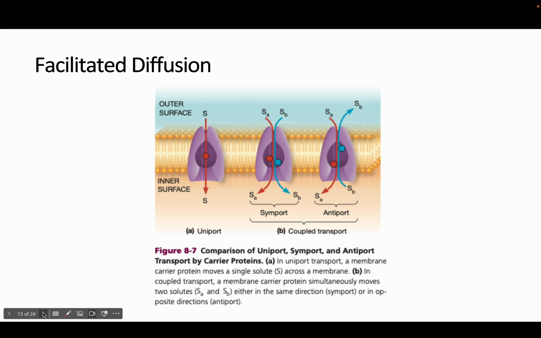On the other hand, we have coupled transporters: symports and antiports. These proteins are able to transport two types of molecules simultaneously. For symporters, the proteins transfer two molecules in the same direction from one location to another, while for antiporters, the transport of the molecules is in opposite directions. So one goes inside the cell and another goes out.